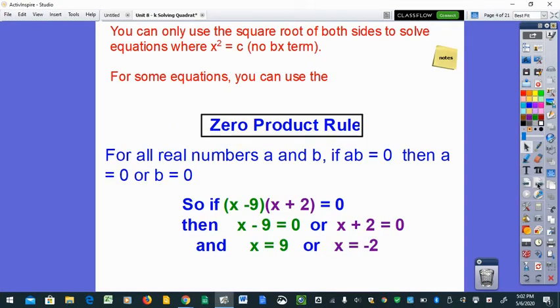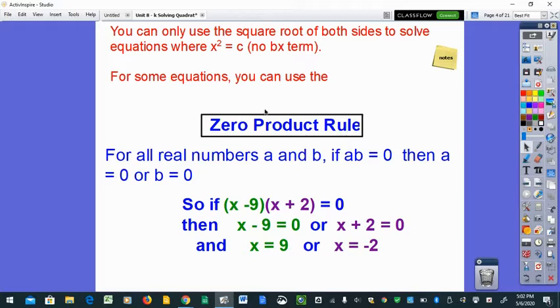And we're going to start right off the bat with something called the zero product rule. So let's just go up here. You can only use square root of both sides to solve an equation where x squared equals c. There is no bx term. If you have a bx term, square roots do not work. So for some equations, and notice the word some, you can use what's called the zero product rule.